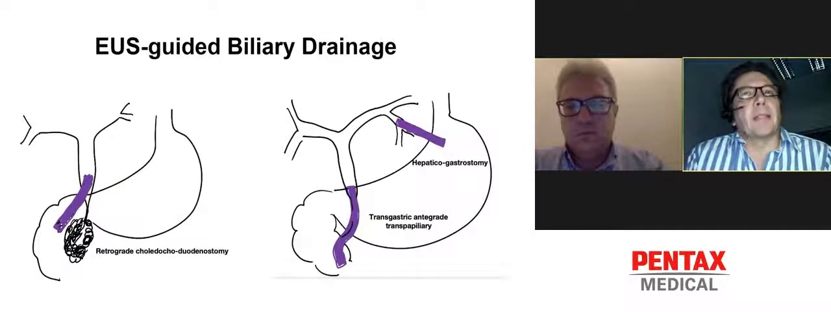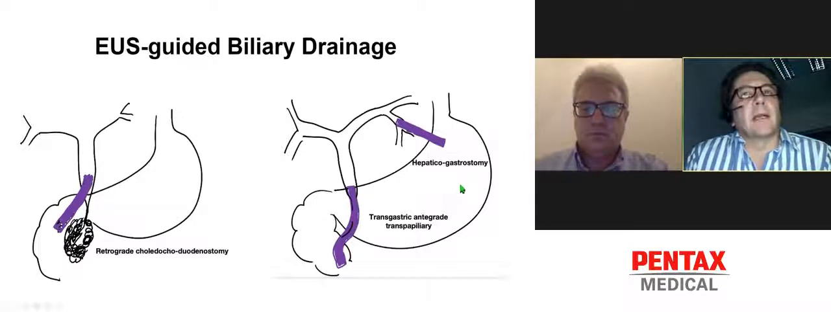On the right-hand side, there are two approaches possible. The first approach is when we find a dilated segment 2 or 3 duct from the proximal stomach, and a stent is placed between a dilated duct and the stomach, known as a hepaticogastrostomy.